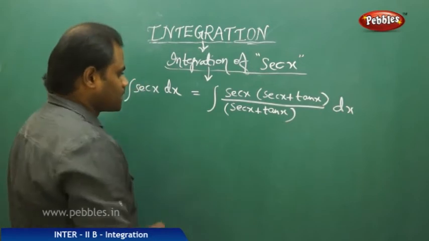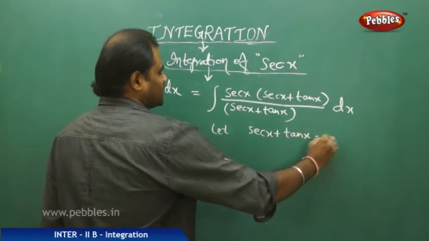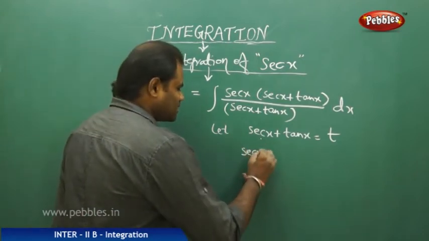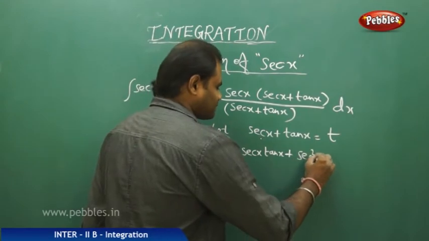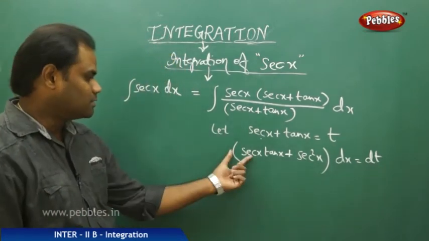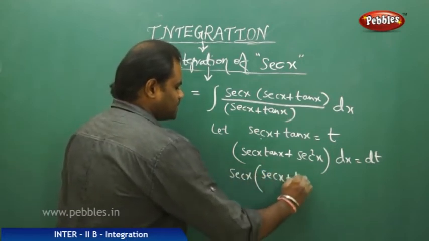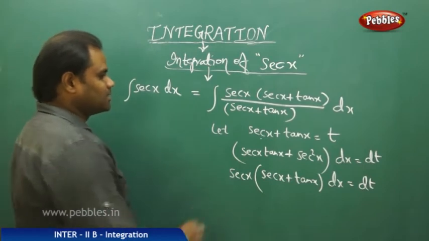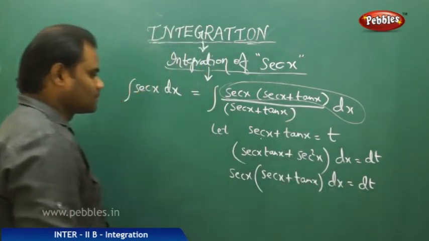For this, I substitute the denominator secant x plus tan x equals some t, and differentiating on both sides, d by dx of secant x is secant x tan x, and d by dx of tan x is secant square x, times dx equals dt. And again, we see that secant x is common, and taking secant x common, I get secant x times secant x plus tan x dx equals dt. Therefore, I see that the whole of secant x times secant x plus tan x dx is dt, which we get out here.